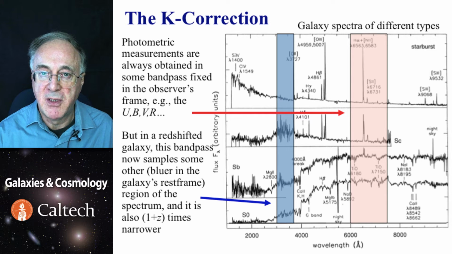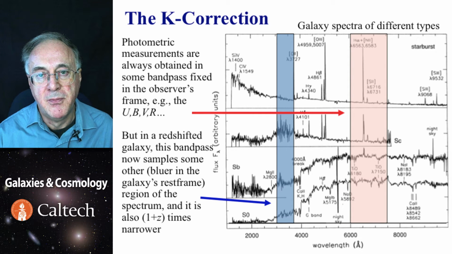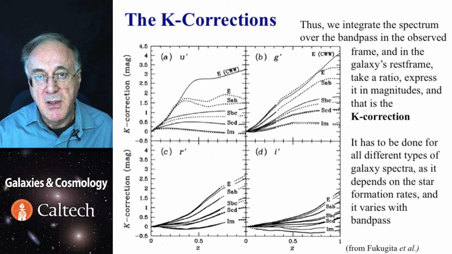Different types will have different amounts of correction. If you take the ratio, if you integrate the flux over the two filters, the rest frame one and its redshifted version, and take the ratio of that, that is called the K correction, usually expressed in magnitudes. And since most galaxies tend to be redder rather than bluer, K corrections are positive.